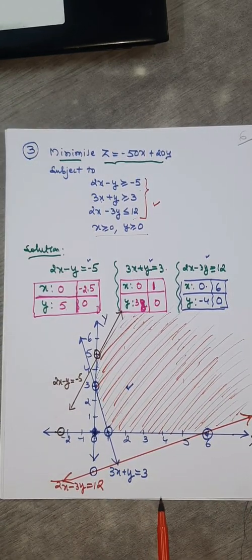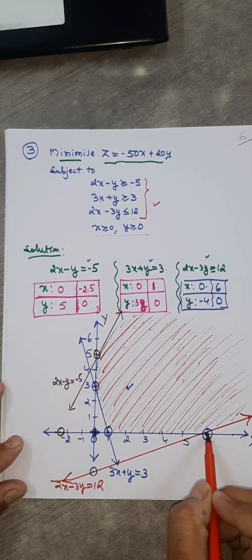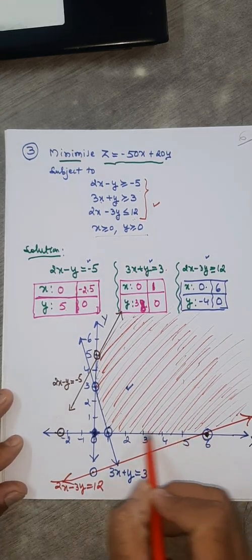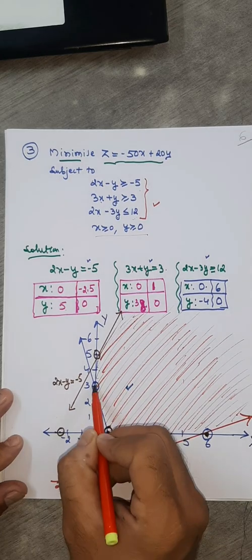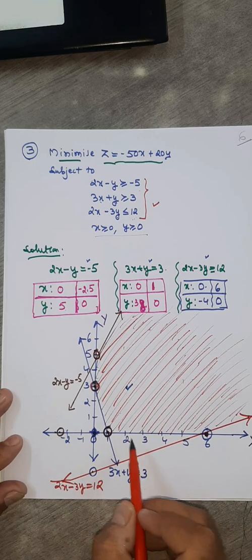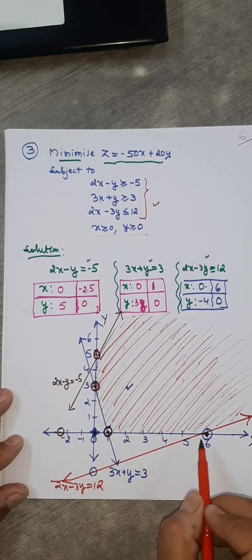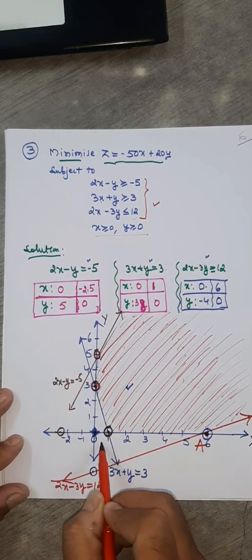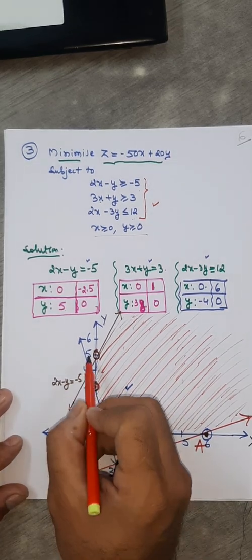What are the corner points here? One is this. The second one is this one. The third one is this. And the fourth one is this. These are the four corner points. Let me label them, for example, starting from here: A, B, C and D.